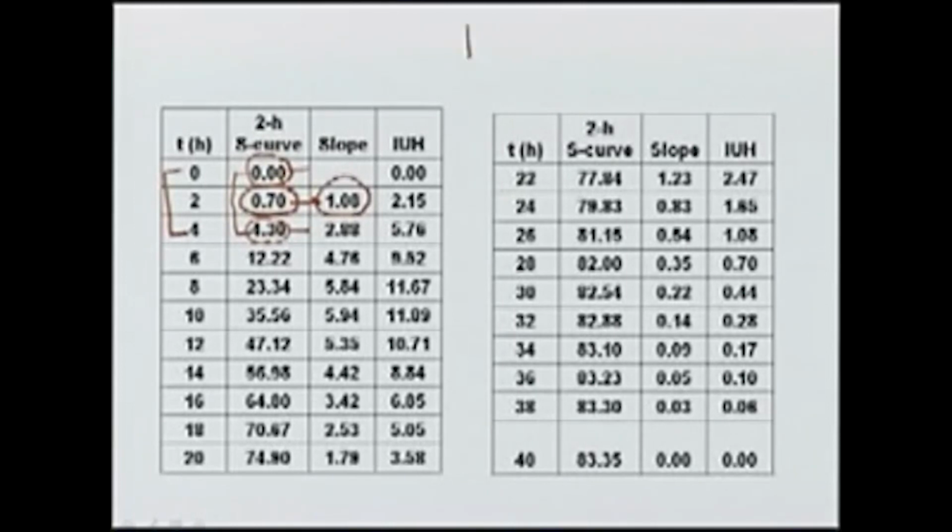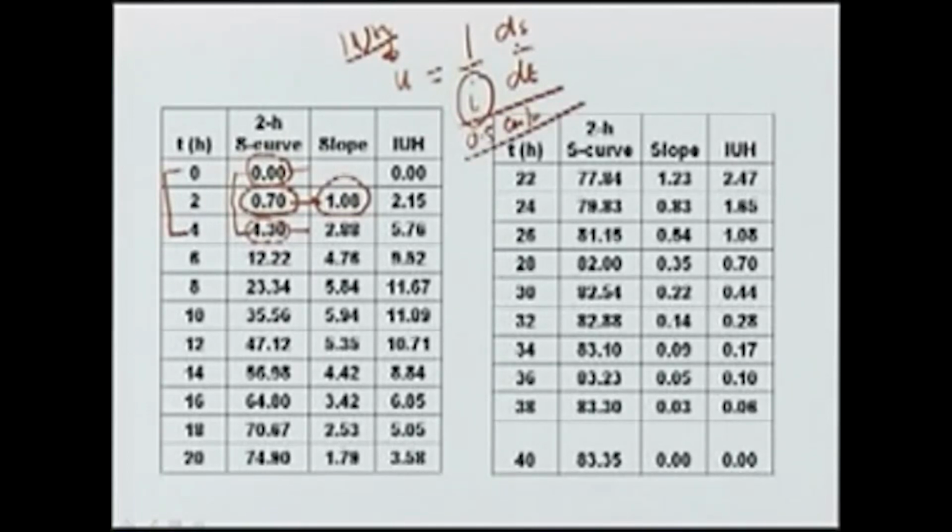Intensity as we have seen. So, the IUH ordinate is 1 by I ds by dt, I is 0.5 centimeter per hour, ds by dt we have obtained. So, 1.08 is 4.3 minus 0 divided by 4.